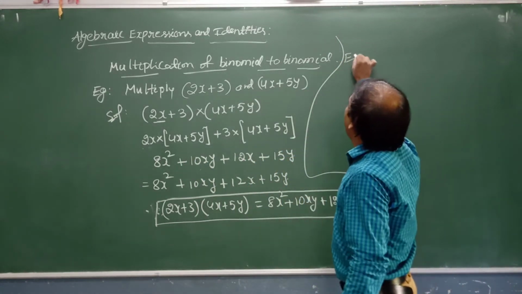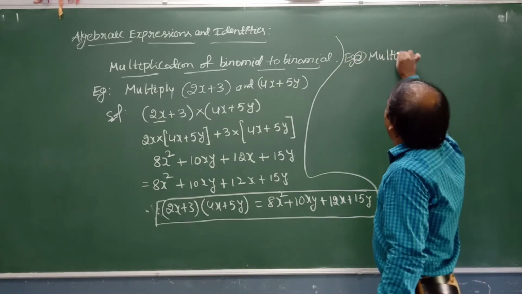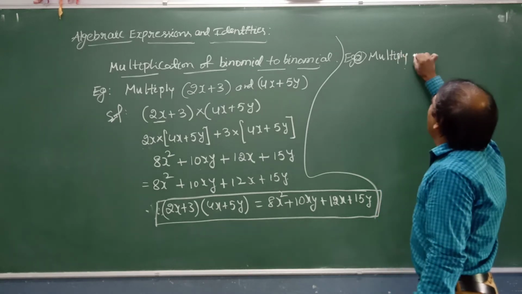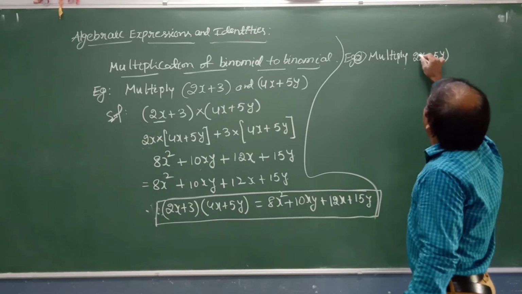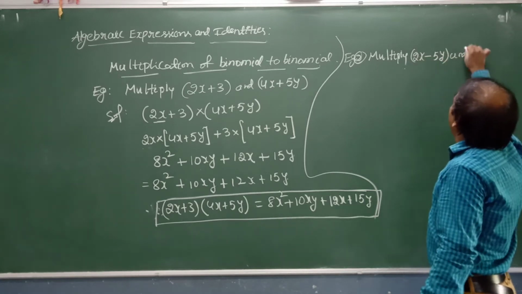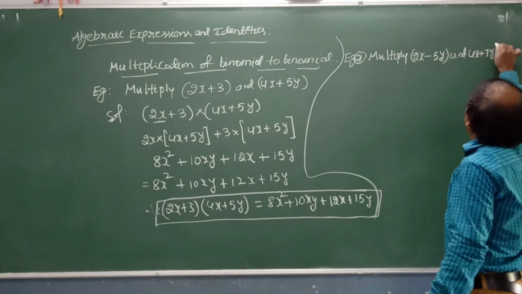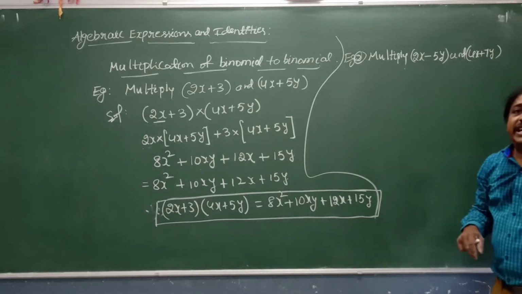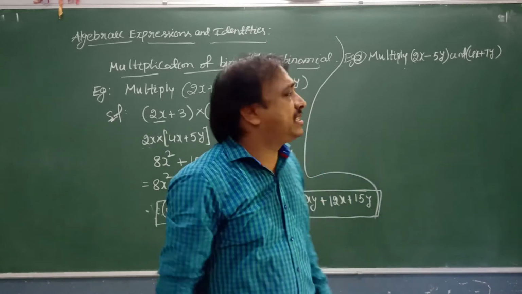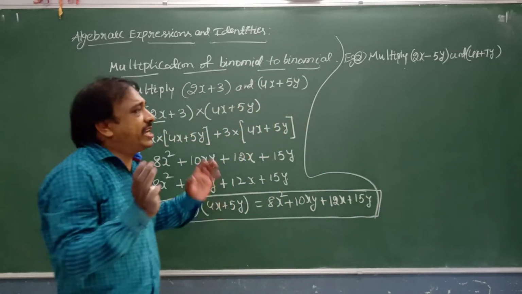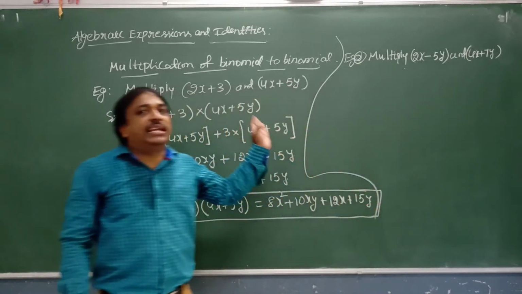Second example. Example 2: multiply 2x minus 5y and 4x plus 7y. Observe it. Both are binomials. So you are multiplying binomial to binomial.